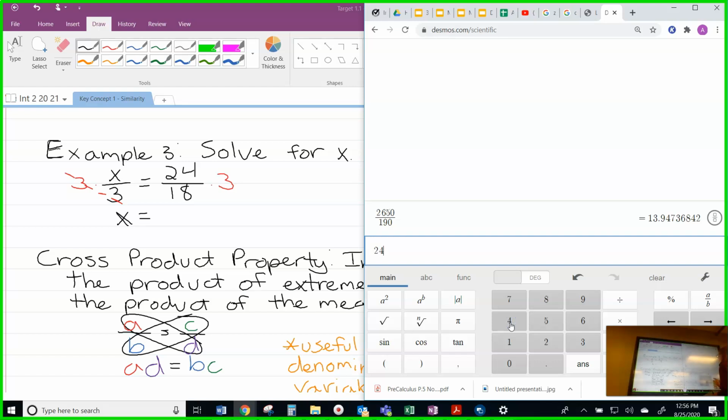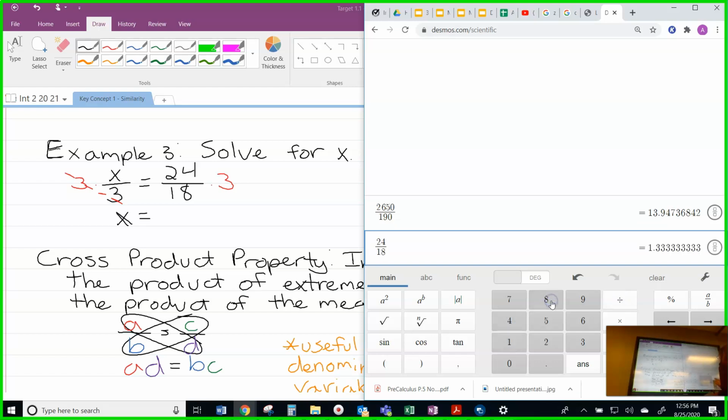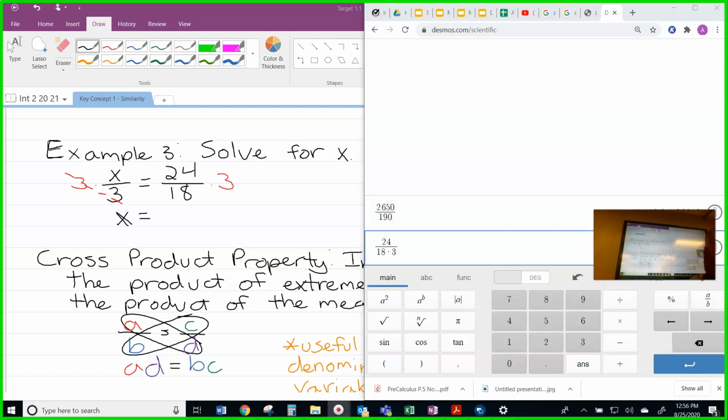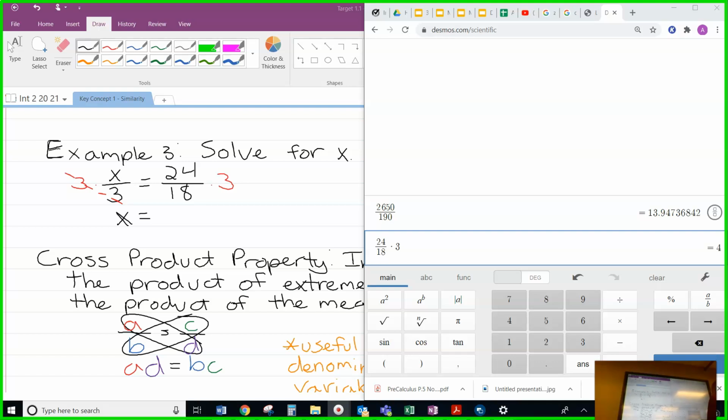This is a good thing to be careful of: make sure that times 3 is not in your denominator. Times 3. There we go. I'll move that back down, and it gives me that x is equal to 4.